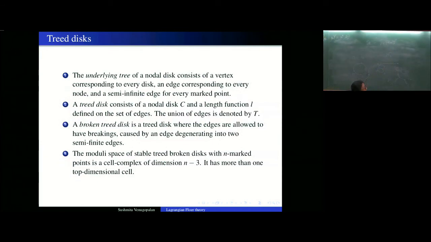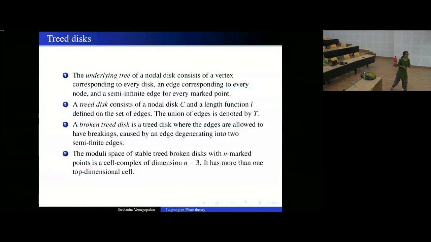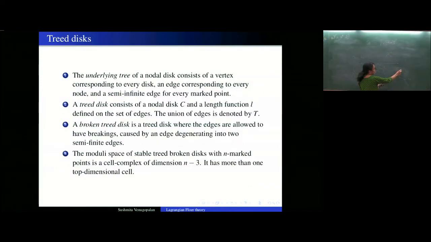Okay, and a broken tree disk is a tree disk where the edges are allowed to have breakings. So what is a tree disk? This is a nodal disk, right? I think of a nodal disk as one where this edge length is 0.